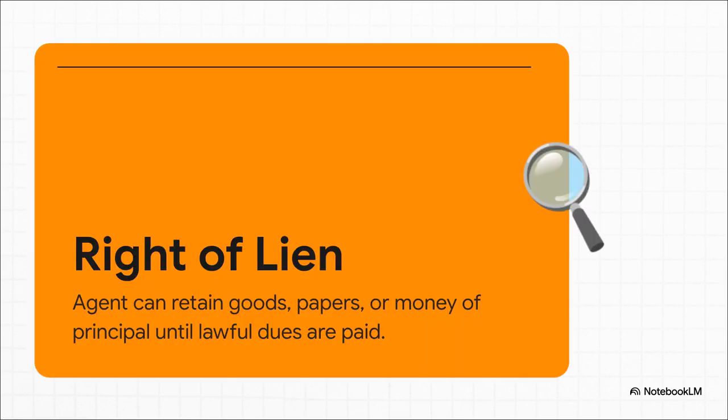Right of lien, Section 221. Agent can retain goods, papers, or money of principal until lawful dues are paid.